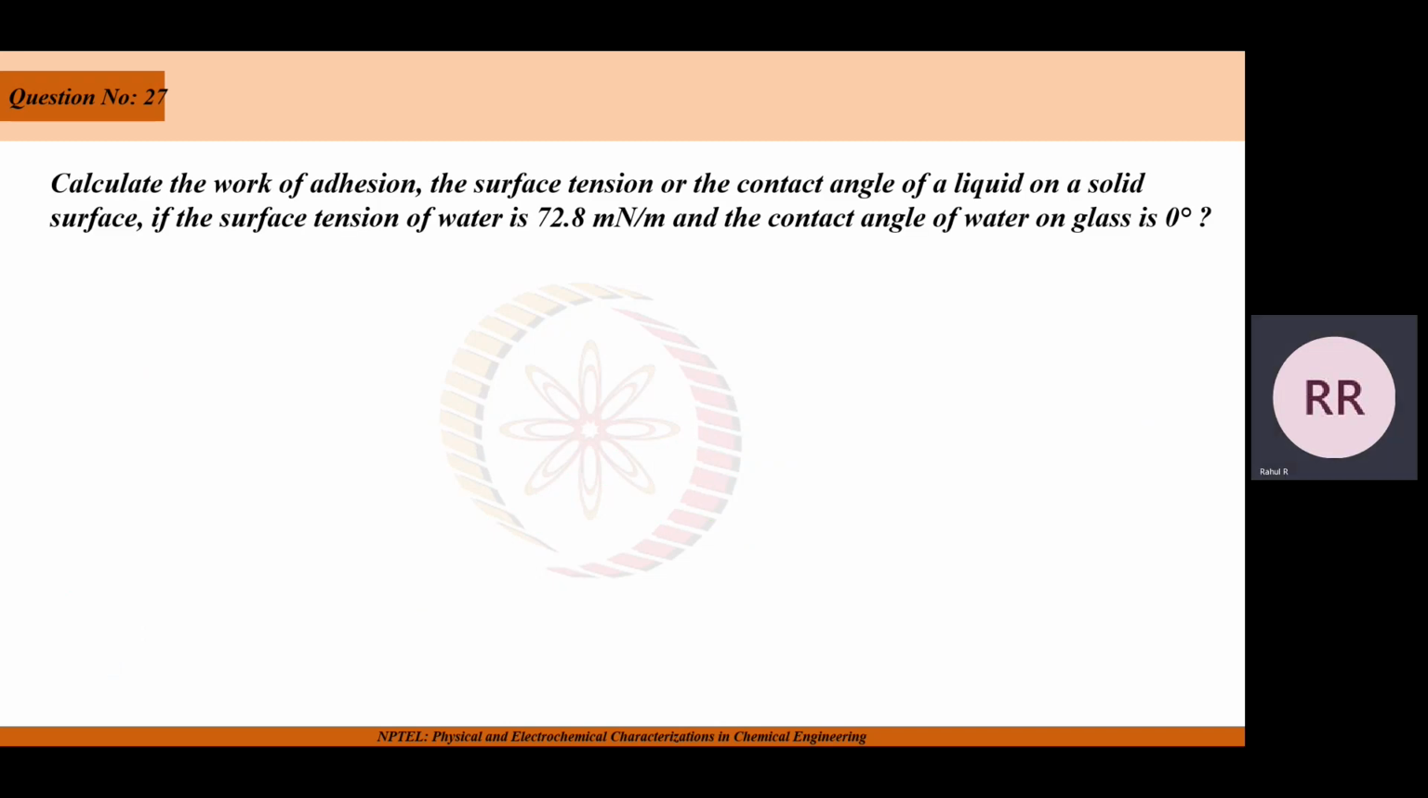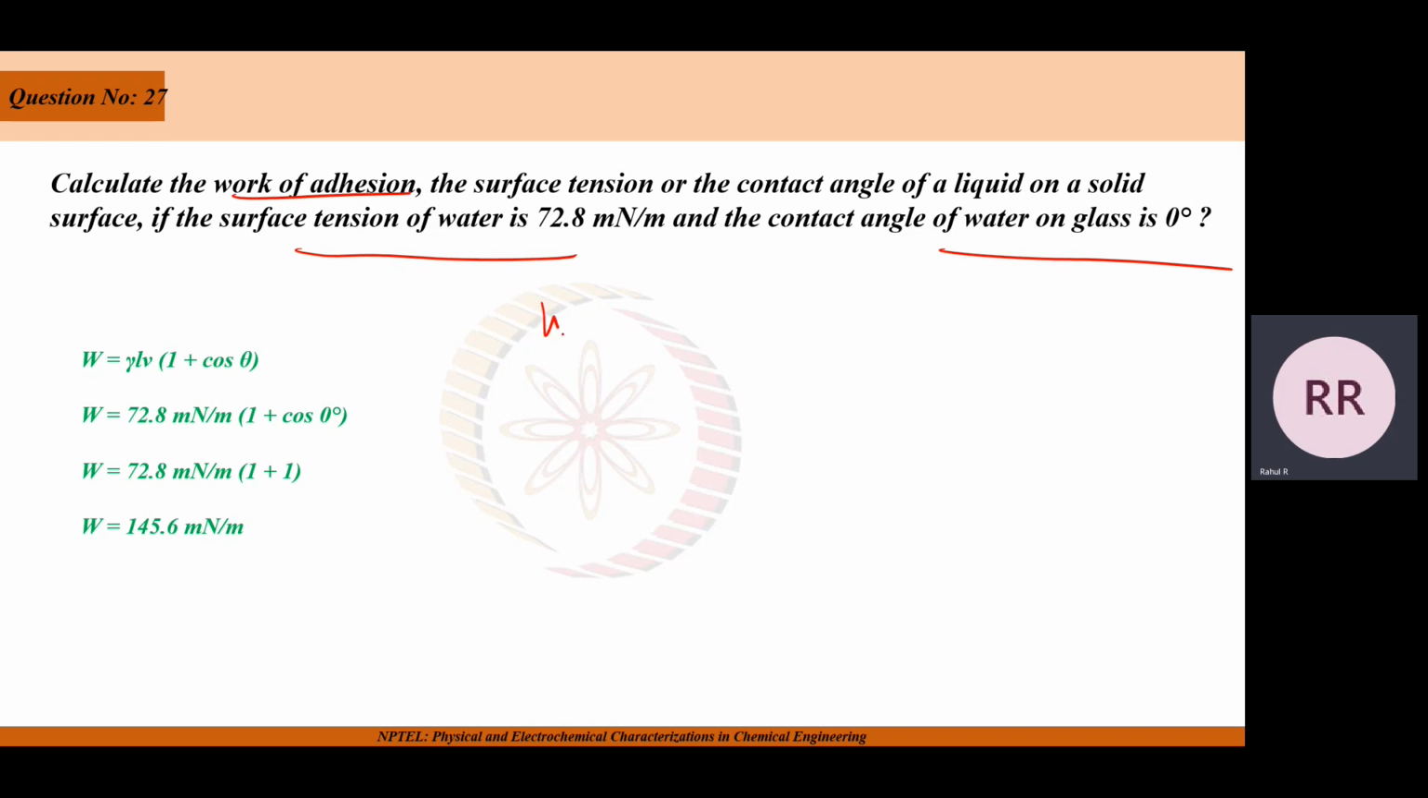Calculate the work of adhesion, given the surface tension of water is 72 millinewton per meter and the contact angle of the water is 0. So here, the surface tension is given and the contact angle is given, we need to calculate the work of adhesion. Okay. So let me not waste the time.